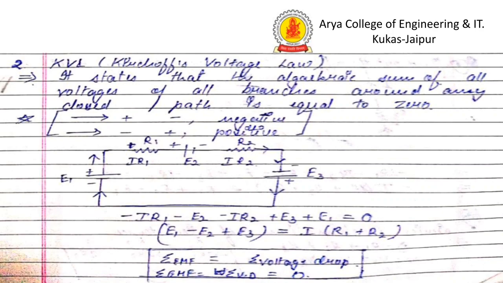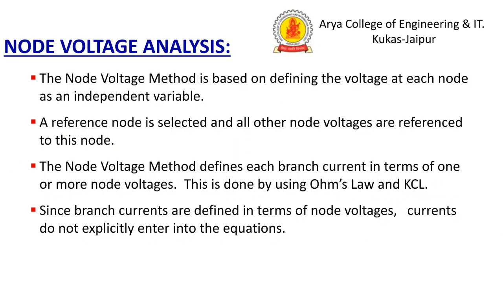KVL states that the algebraic sum of all voltages of all branches around any closed path is equal to 0. In the circuit we have E1 applied and current I flowing through R1, E2, R2. Applying KVL: IR1 minus E2 minus IR2 plus E3 plus E1 equals 0. This means the summation of voltage drops equals 0.